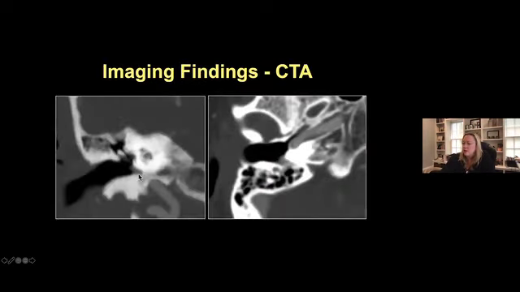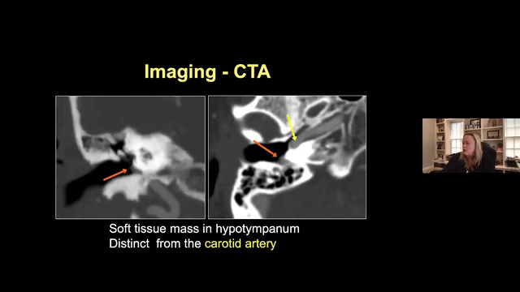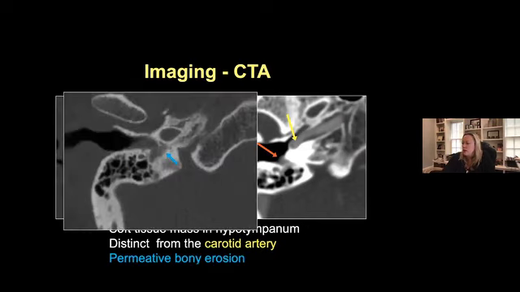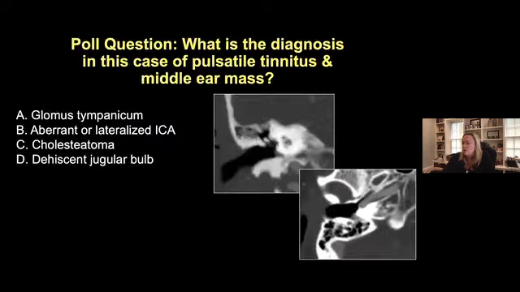So again, salient imaging findings: a mass in the hypotympanum, on both the axial and coronal images, that's avidly enhancing but distinct from the carotid artery. And then on the bone windows, you can see this permeative bony erosion of the adjacent mastoid.